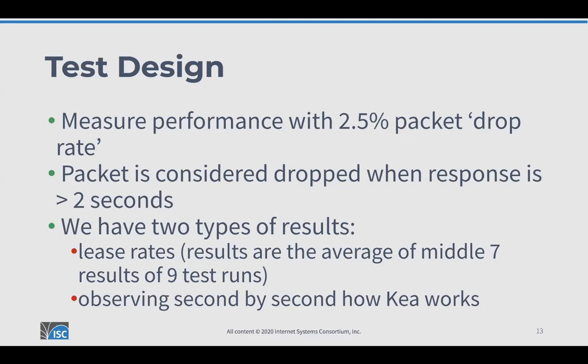And we had 2 types of tests. Basic tests, where we calculate the top performance, we executed 9 times, removing the highest and lowest results and calculating the average of the remaining 7 results. And those calculated rates were later used to run longer tests, observing how Kea behaves second by second: how many packets it received and sent.